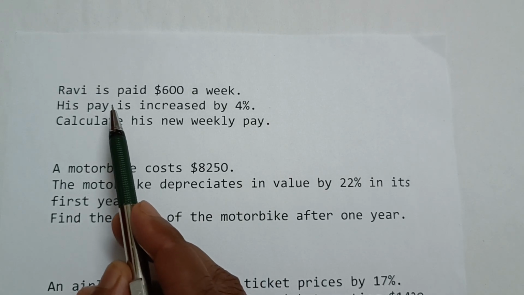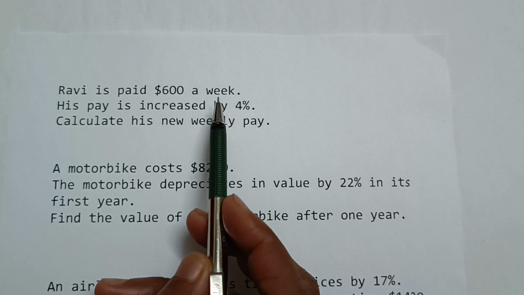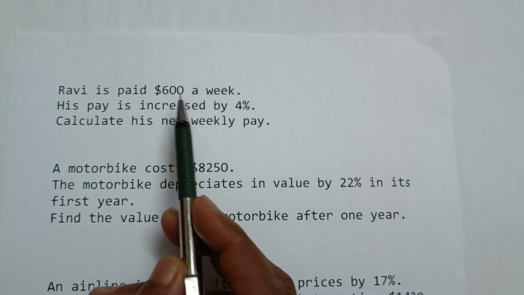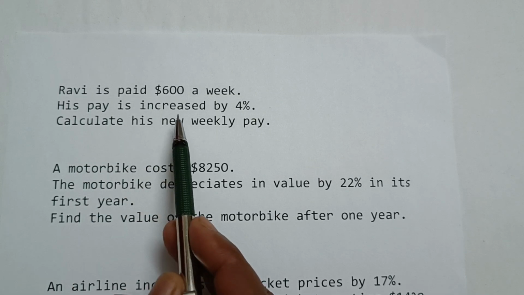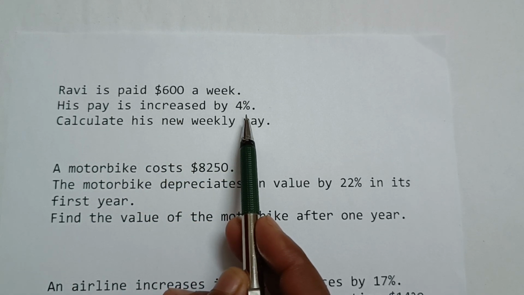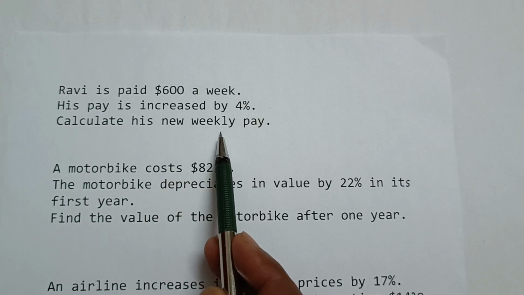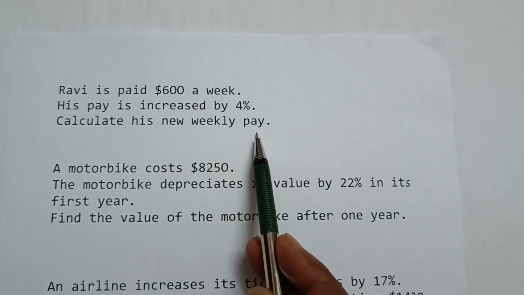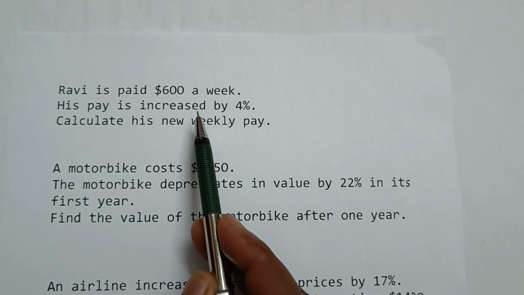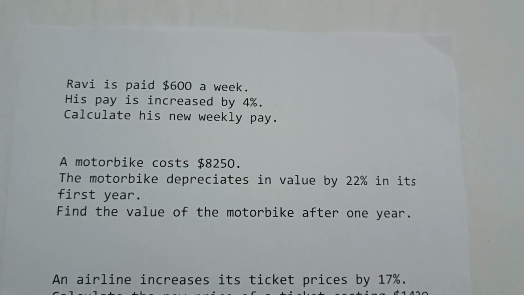So we know that Ravi is paid $600 a week. So his initial salary is $600 a week. Then his pay is increased by 4%. And we have to calculate what is his new weekly pay. So what is his new weekly salary after his salary gets increased by 4%? So let us solve this question.